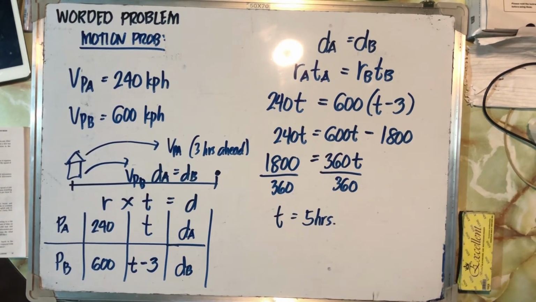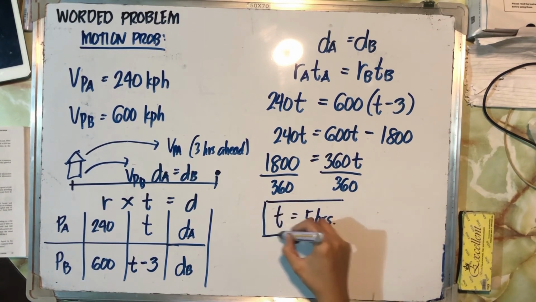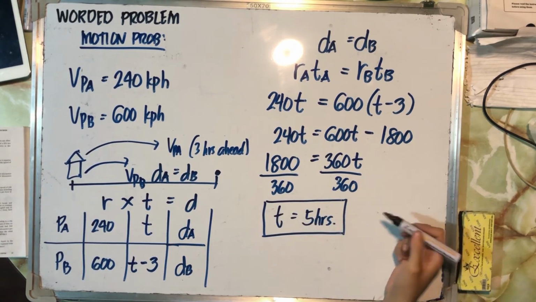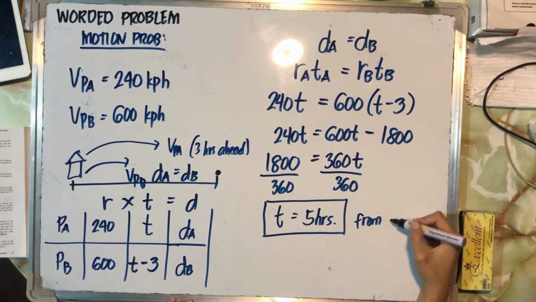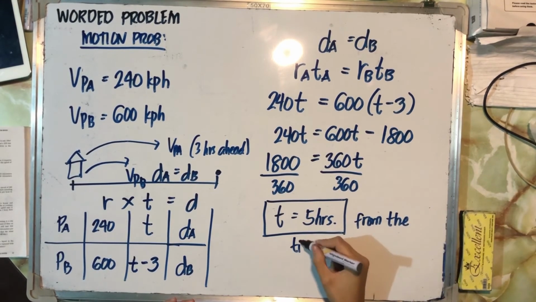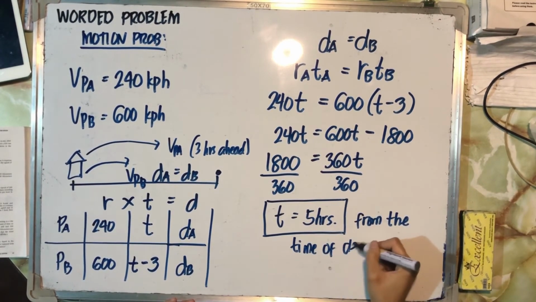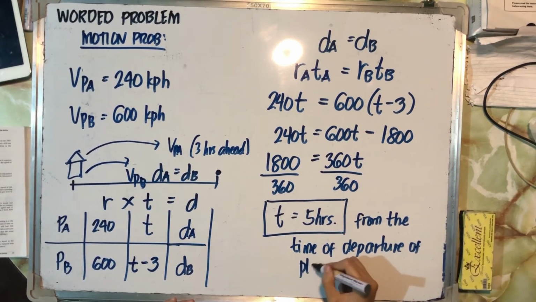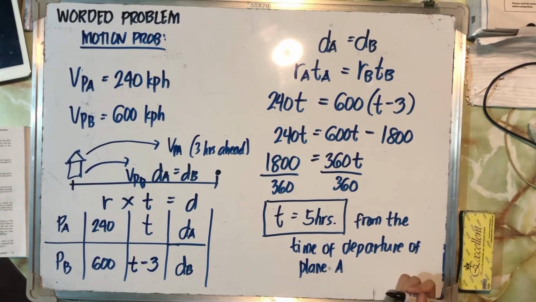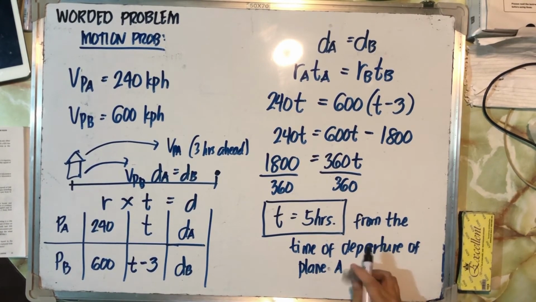5 hours. Okay? How long will it take the second plane traveling the same route to catch up with the first plane? So, it would take 5 hours bago mahabol ni plane B si plane A. 5 hours from the time of departure, no, from the time of departure ni plane A. Okay? Yeah. So that would be our answer.